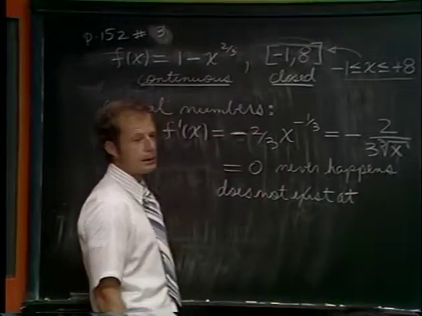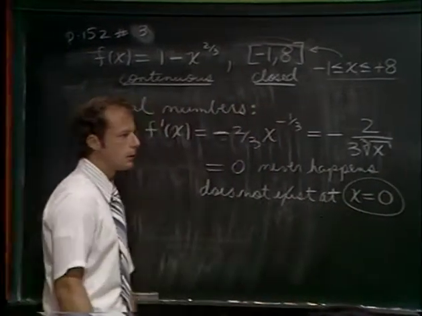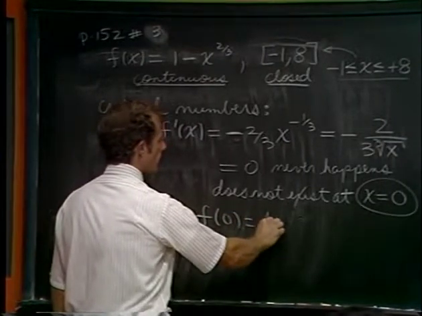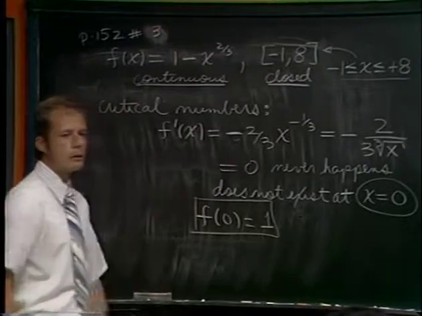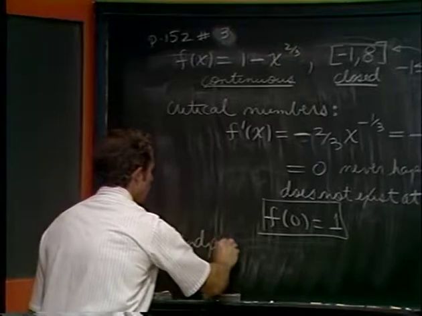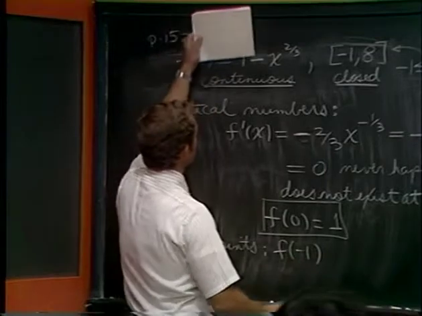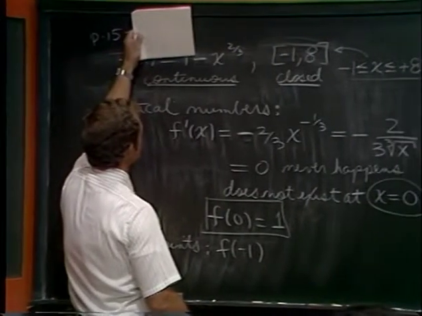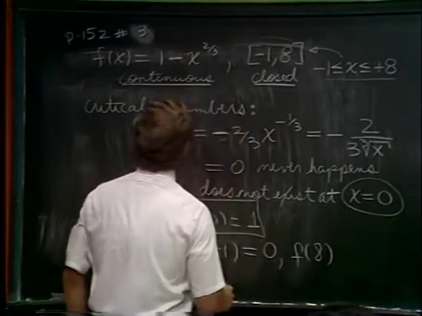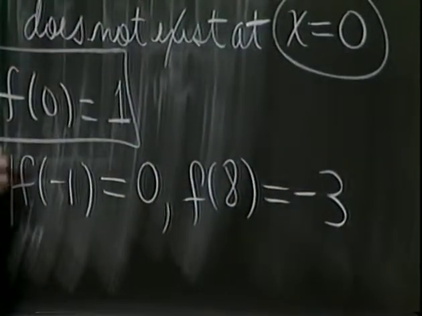Where doesn't it exist, obviously? At x equals zero. So there is a critical number. Okay, and what is f at that critical number? It's equal to 1. So that's the one and only critical number. At the endpoints of the interval, f at minus 1 is 0. f at 8 is negative 3, is it? Okay, so there are the endpoint values.